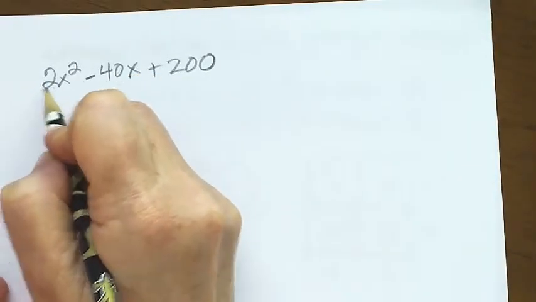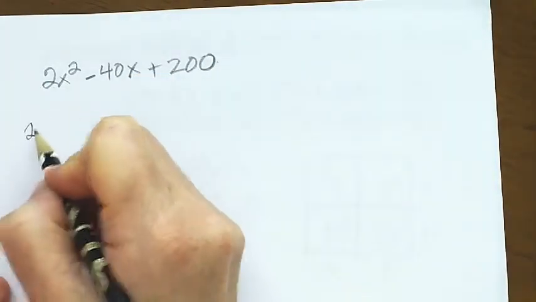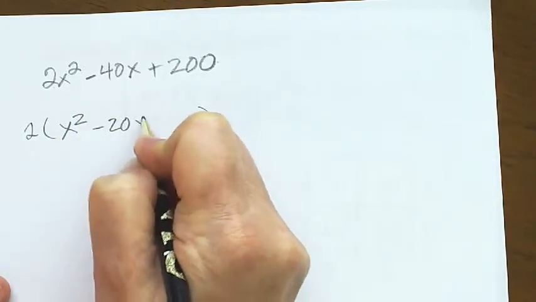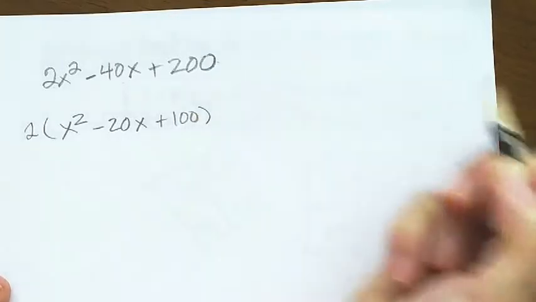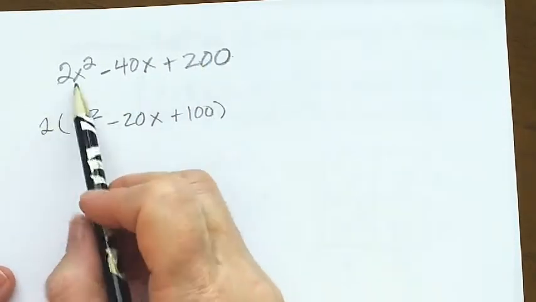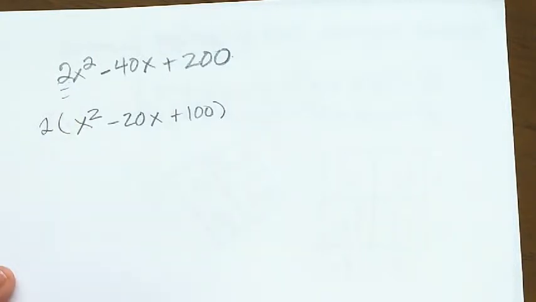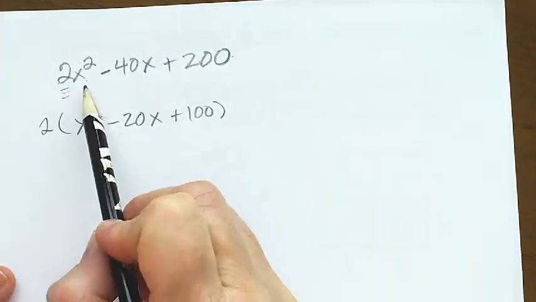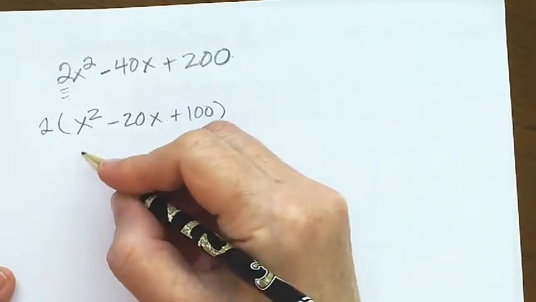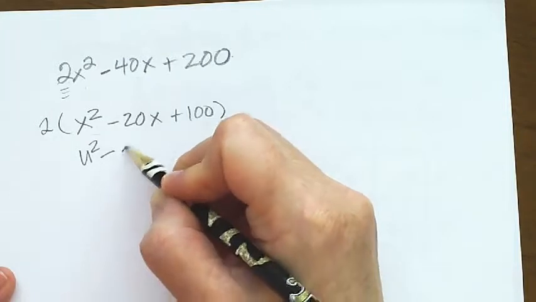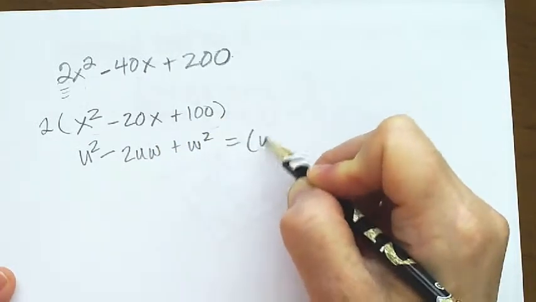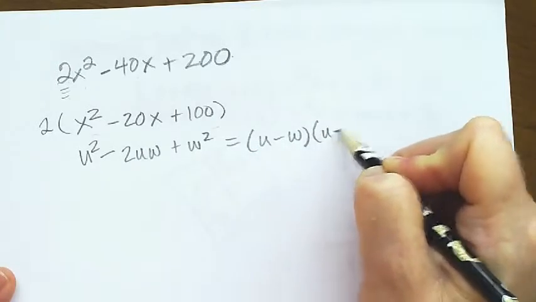So if I divide all of these terms by 2, that would give me x squared minus 20x plus 100. So what I'm doing is I'm factoring out the greatest common factor for these three terms, which on Khan has been every single time the coefficient of x squared. Now this is a perfect square trinomial. It's in the form u squared minus 2uw plus w squared. So that's going to factor into u minus w times u minus w.